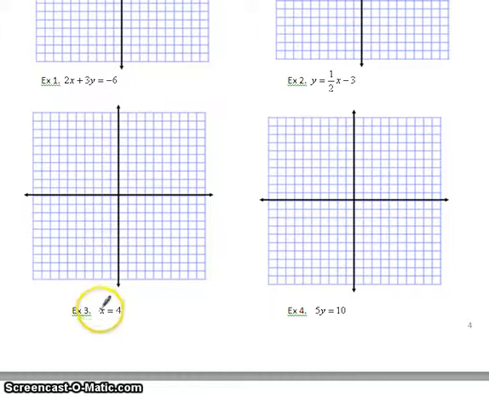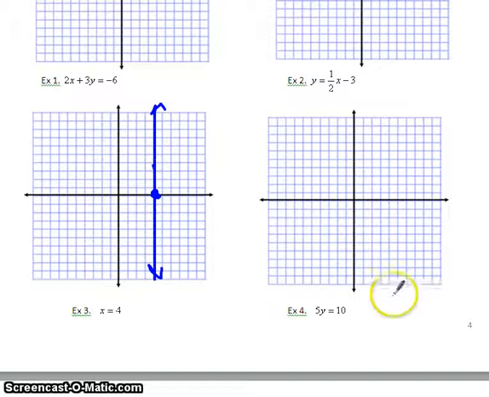To graph x equals 4, you would first graph your x-intercept at 4, and since the only variable you have here is x, your y's can be any number, but your x's are always going to be 4. So you go straight down through 4 and you create a vertical line.